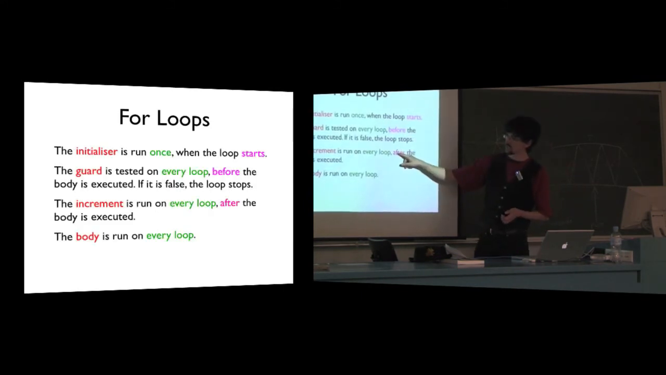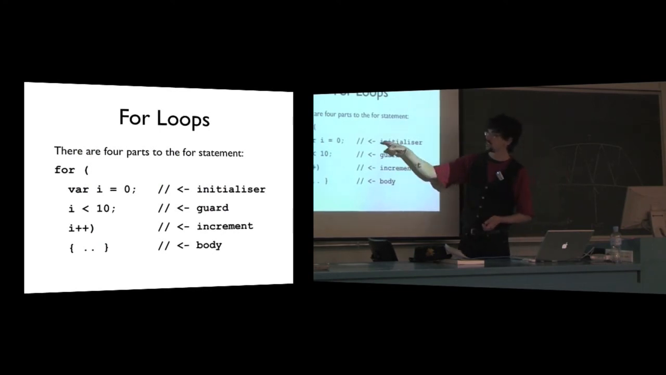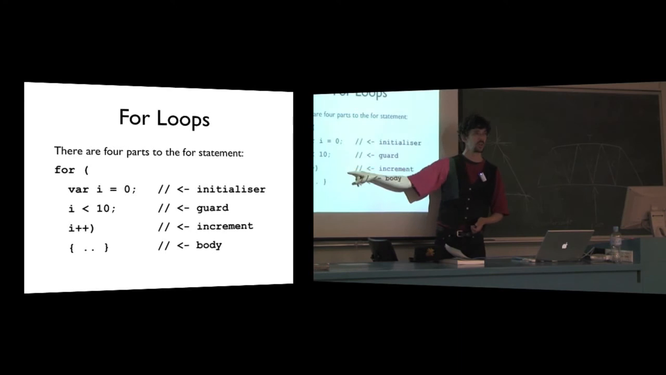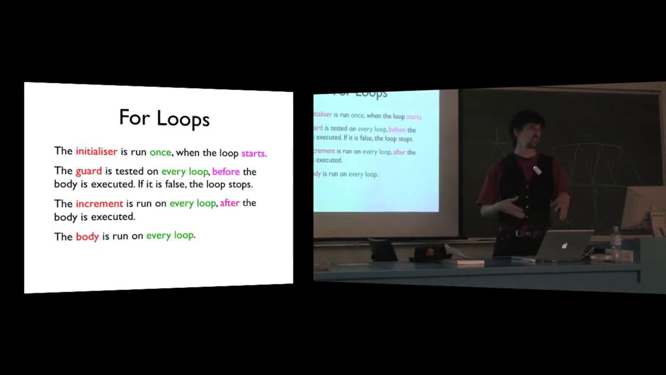The increment statement is run on every loop, but it's run after the body is executed. The role of the increment statement is to move on to the next value. So the value starts at 0, it's less than 10, then once we've executed the body, we'll increment it to 1. And then we'll run the body again, and then we'll increment again, to 2. Finally, the body is the code that you want to run on every loop. The body is run every time you execute the loop.